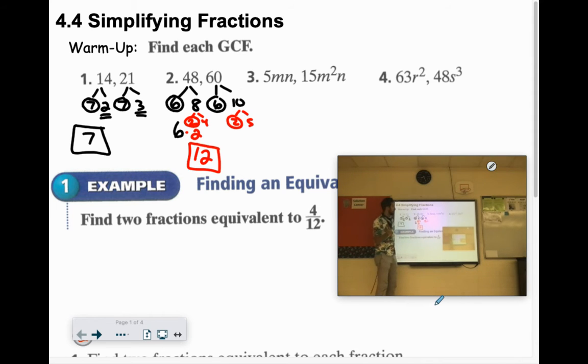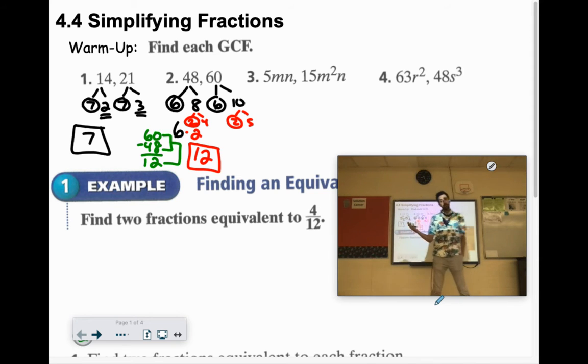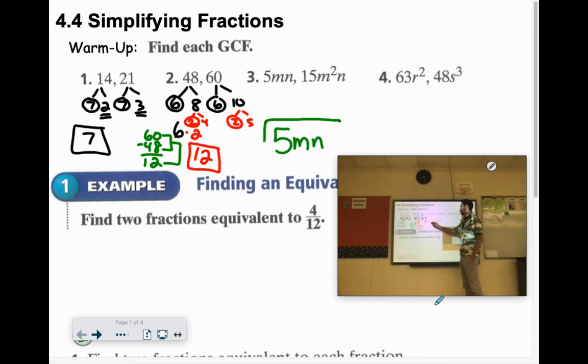Something else that you can also do is you can subtract the two terms. Like if you did 60 minus 48, you get 12. So anything that's going to go in 60 and 48 would also have to go into 12. So sometimes that'll be easier numbers to work with. 5 and 15. We know that 5 goes into both of them. So we'll bring down a 5. And that's it. Do they both have m? Yeah, they both have at least m to the first power, and they both have at least n to the first power.